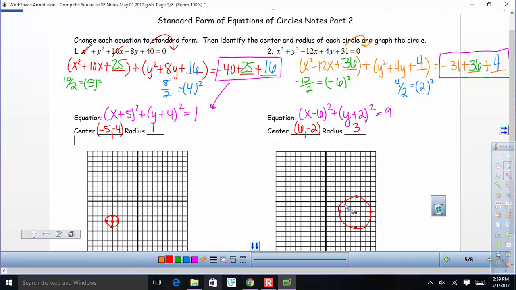Okay, so are y'all good with rearranging? All right, so flip to the back for me.